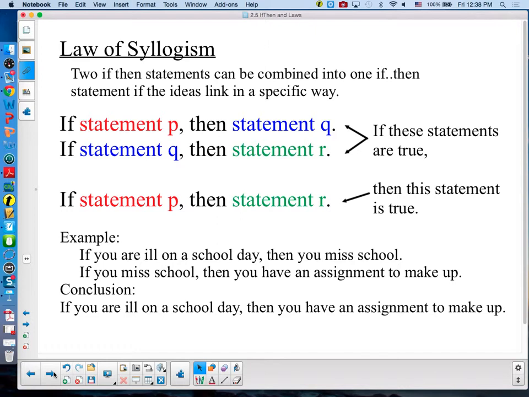You might need the color-coded part to help you with this one. So we're going to have an if-then: if P, then Q, then another sentence needs to start, if Q, then R. So this Q statement is the link between the two if-thens. It will be the conclusion on one statement and the hypothesis on the other, in order to link them together.